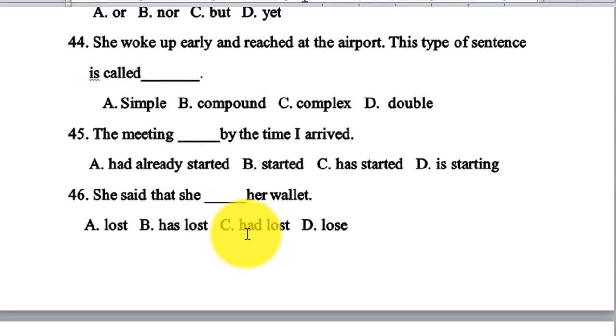Lost. One use of the past perfect: it goes with reported speech. I will repeat once, please.